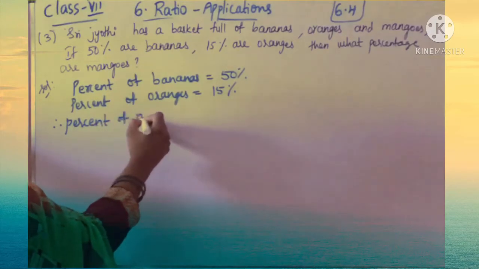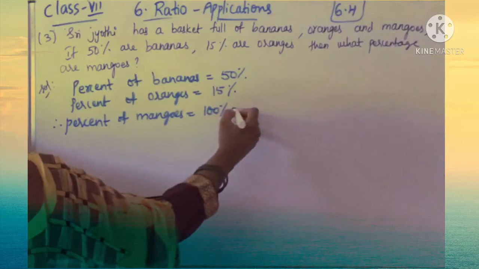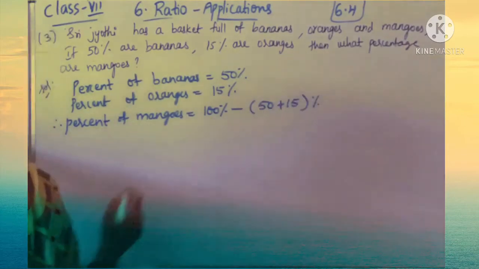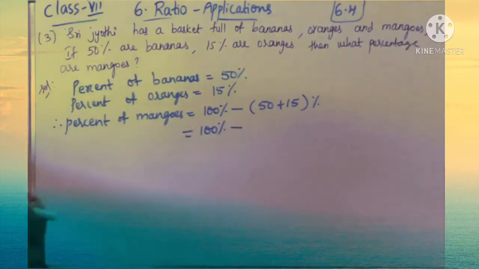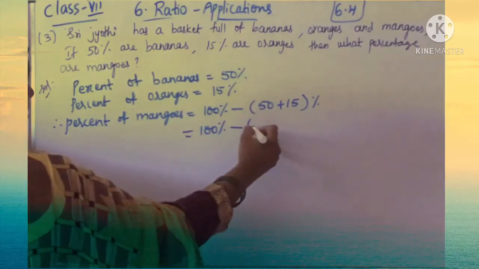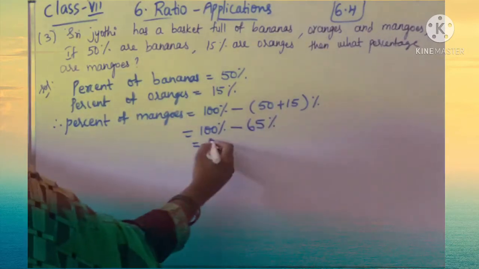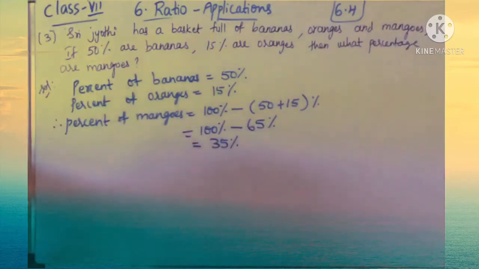So percent of mangoes is nothing but out of 100% we should remove 50 and 15. That is the addition of 50 and 15. That is 100% minus how much, children? 50 plus 15 is 65%. So 100 minus 65% is how much? 35%. Right?